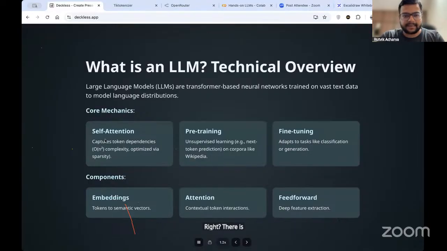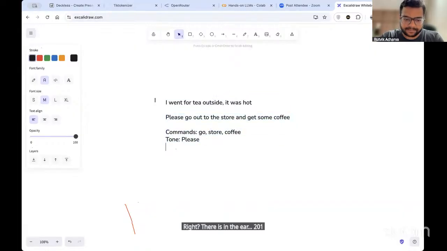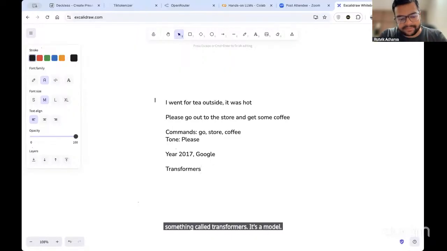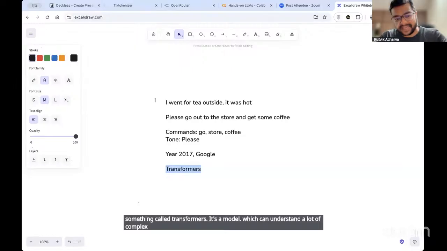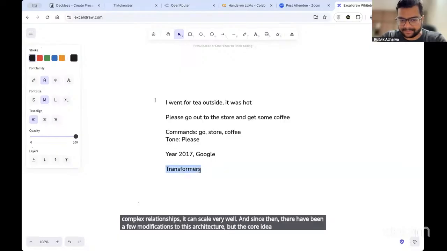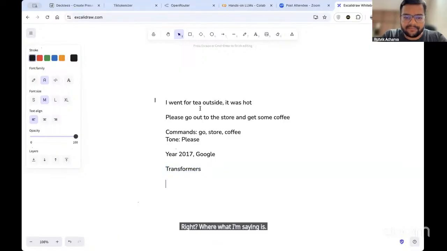Okay. So there's something called self-attention. In the year 2017, Google put out a paper which launched something called transformers. It's a model which can understand a lot of complex relationships. It can scale very well. Since then, there have been a few modifications to this architecture, but the core idea still remains the same, right? What I'm saying is we are going to have attention of every token, let's just call it a simple word, to every other word.